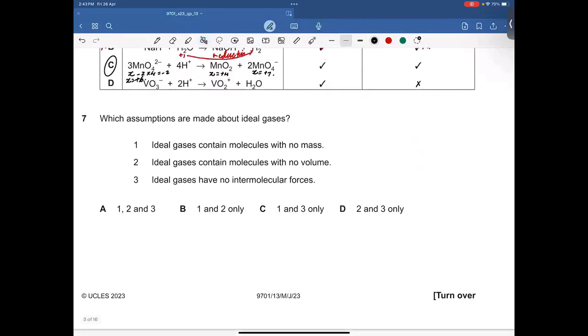Last question was 7. Which assumptions are made about ideal gas? Ideal gases contain molecules with no mass. Ideal gases contain no mass.